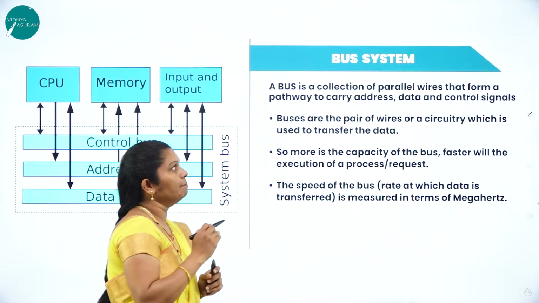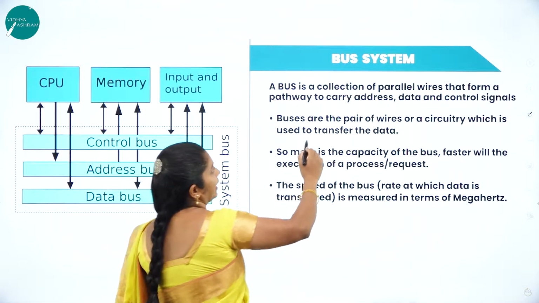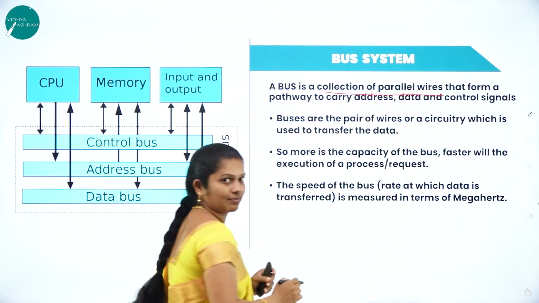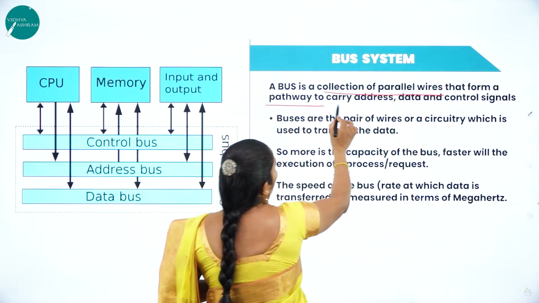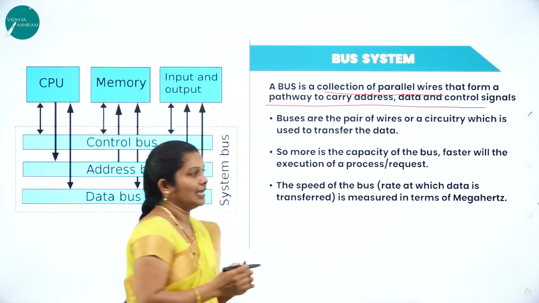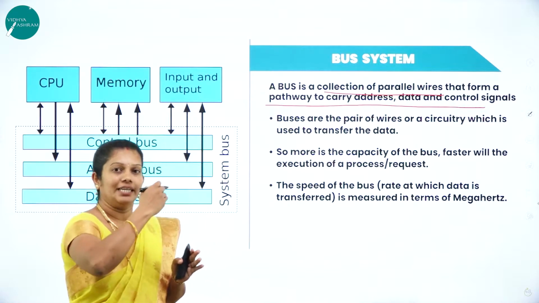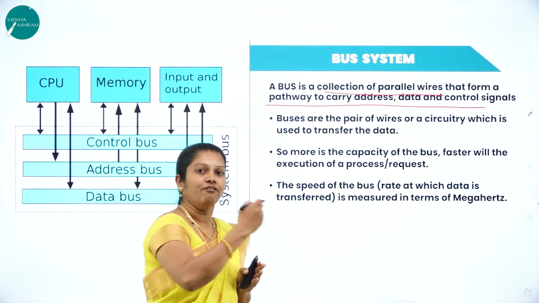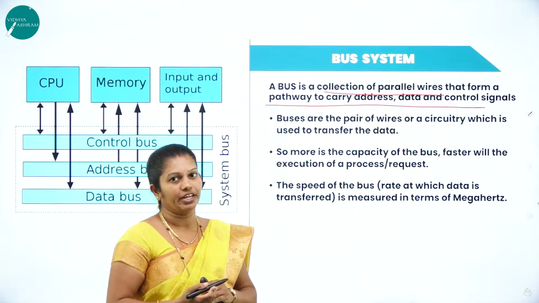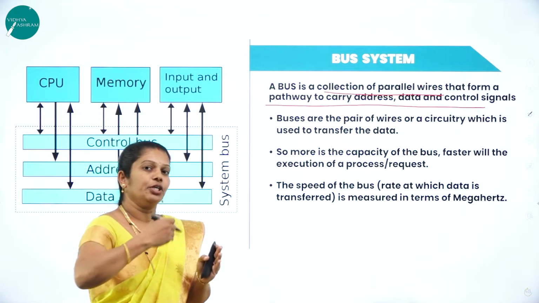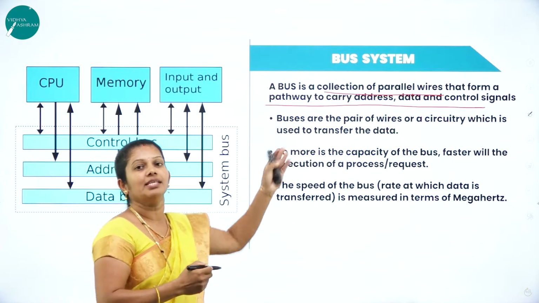The first one is bus system. Why do we require bus? Bus is a collection of parallel wires that forms a pathway to carry address, data as well as control signals. Through that pathway, the data, control and signals will transfer from one component of the computer to another component. For example, when I give the data, that data has to be stored in the memory. That will be transferred by this bus.